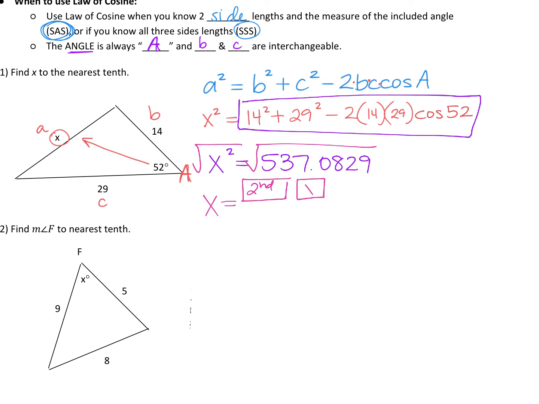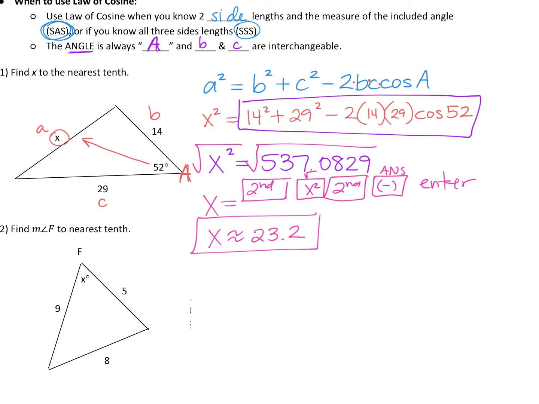Press second, and then the x squared button, right? That'll get you your square root symbol. And then second, and then the answer, which is that negative button, right? So second, x squared, second, negative, enter. And that will take the square root of 537, so you don't have to plug all those numbers in. So x comes out to, what was it, Micah? 23.2 for your side x.